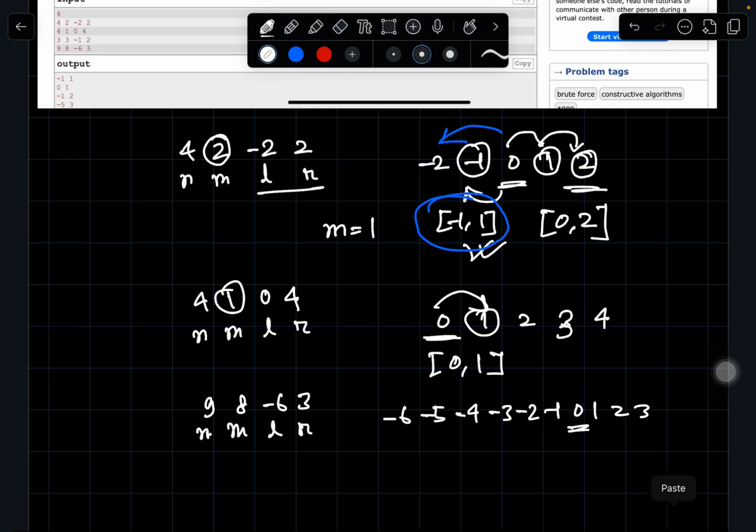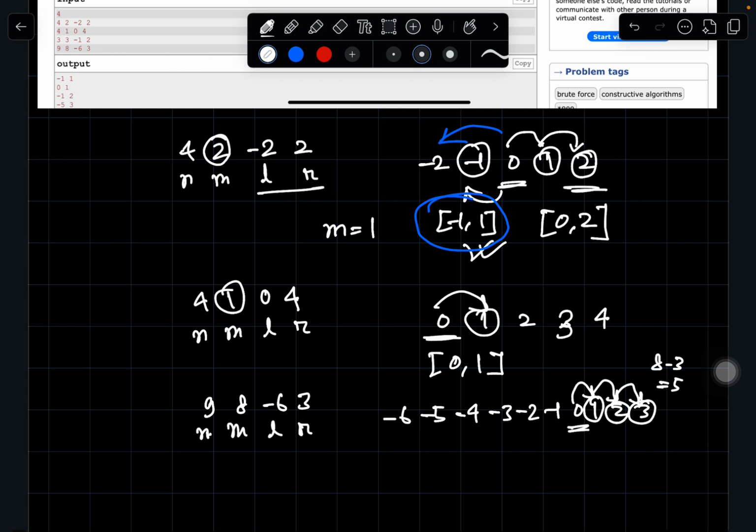So for example, in the first day I can infect this house. In the second day I can infect this house. On the third day I can infect this house. So how many days left? So 8 minus 3 is equal to 5. So I have total 5 days left. So since I completed the right side, I can go through the left side here.